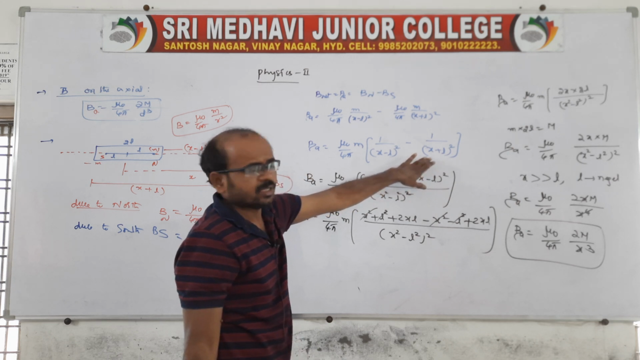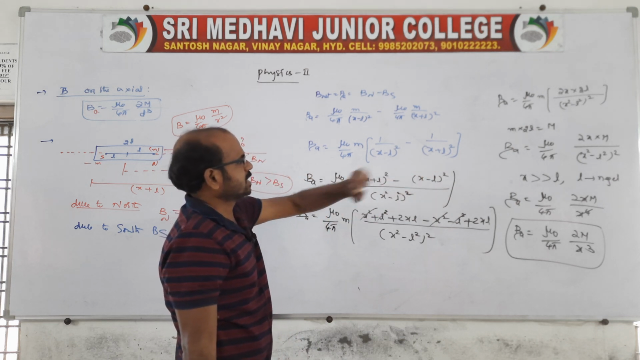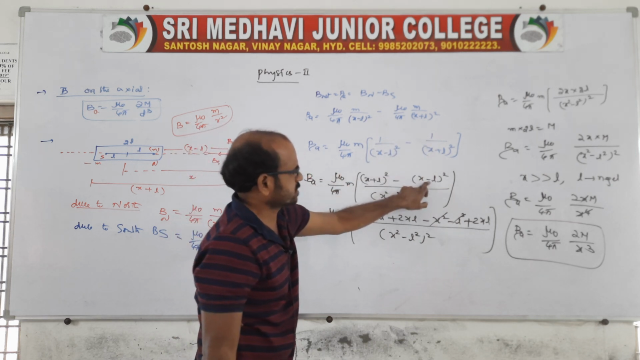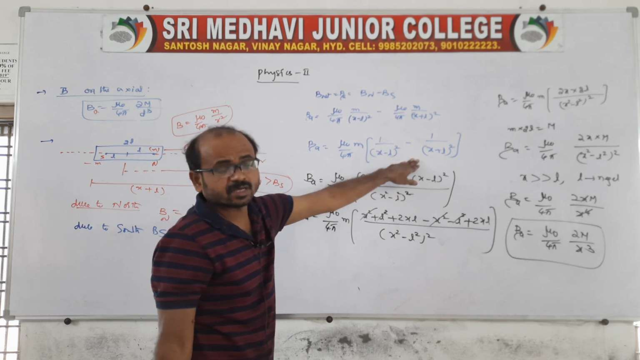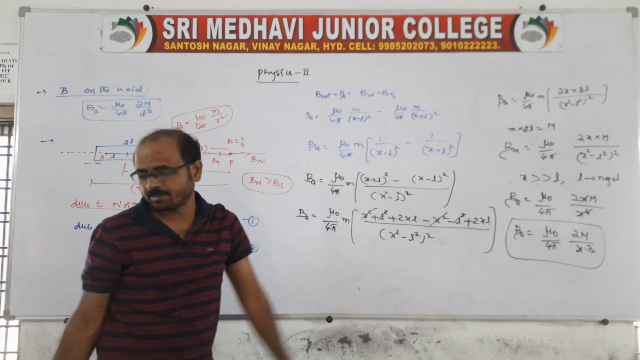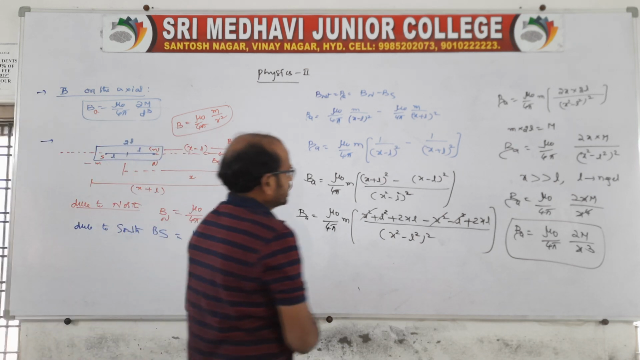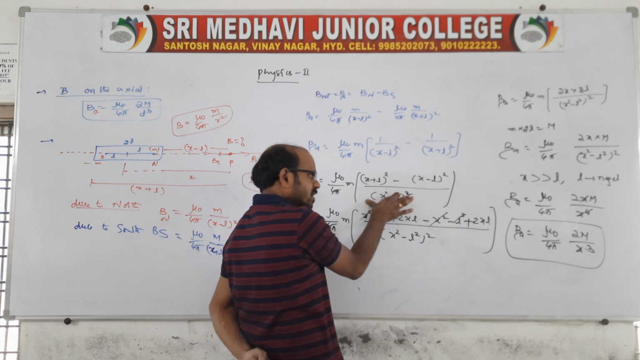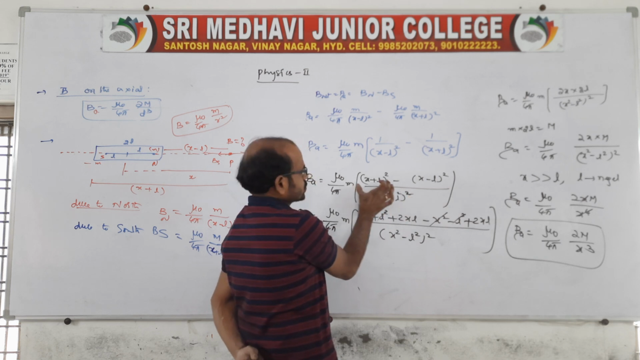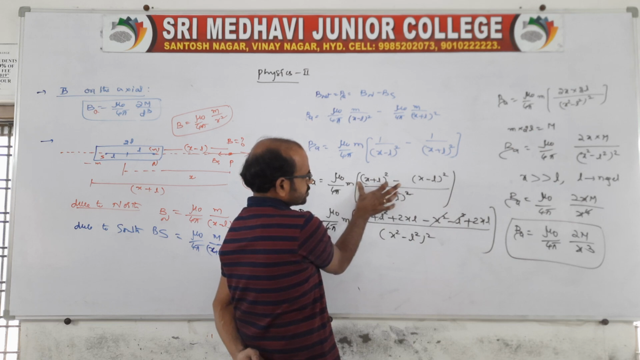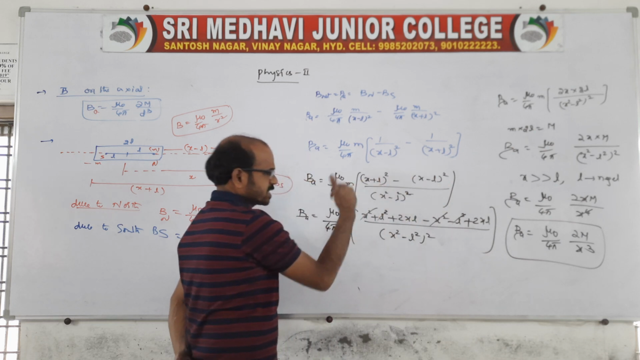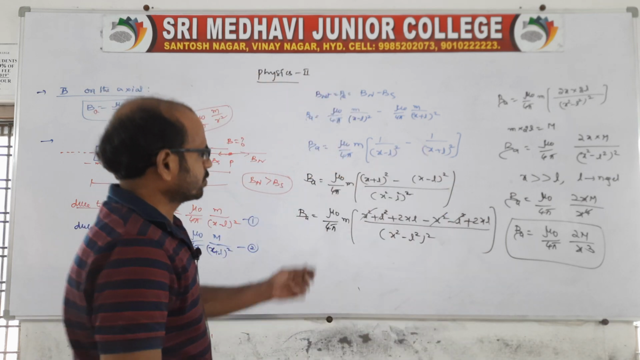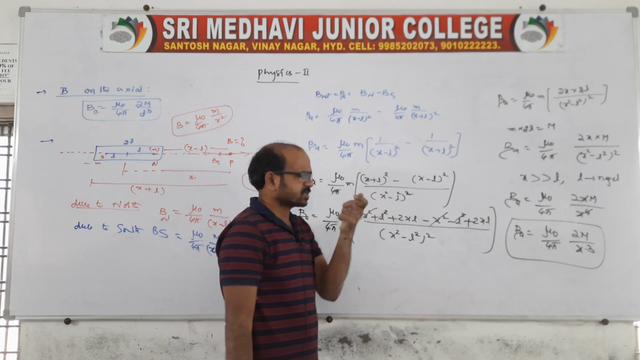Now you take an LCM, then cross multiply: x plus L whole square minus x minus L whole square, over a square minus b square whole square, since a minus b whole square into a plus b whole square becomes a square minus b square whole squared. In the numerator, a plus b whole square minus a minus b whole square. Of course a plus b whole square is nothing but a square plus b square plus 2ab, that you apply here. That's simple maths.